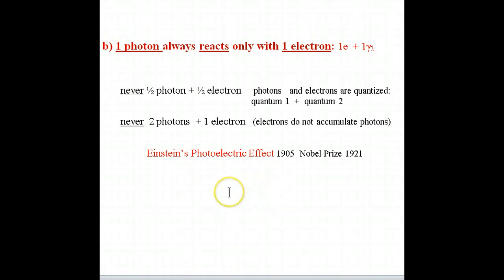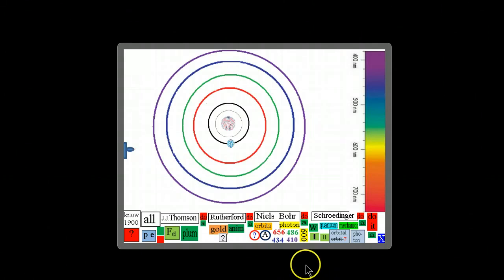It is also true that 2 photons never combine with 1 electron. So you can never take the energy of 2 red photons and put it into 1 electron, because electrons do not accumulate photons. It is always 1 red photon and 1 electron. It is never 2 red photons and 1 electron. This was discovered by Einstein in the photoelectric effect in 1905, and he won his Nobel Prize explicitly for this discovery. So let's make that clear.